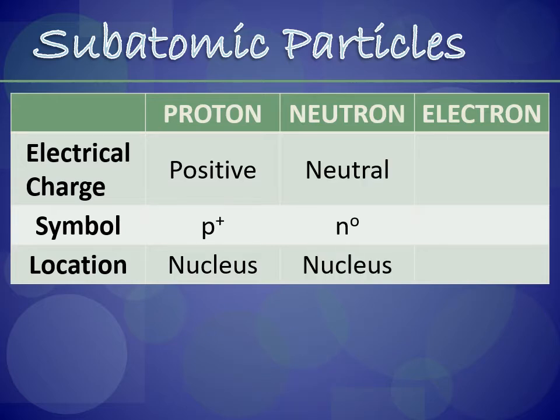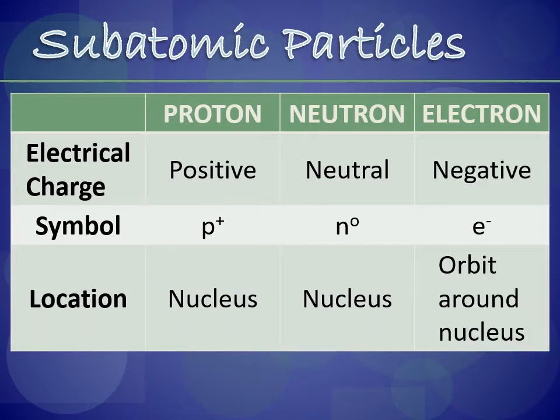Your next subatomic particle is the neutron, and if I draw this, you have your proton plus, you have your neutron, neutral, and then you have your electrons. Neutrons, N for neutral, have no charge. The symbol for a neutron is N with 0, which means no charge, and they are found inside the nucleus with the protons. Lastly, you have your electrons. Your electrons have a negative charge. The symbol for electrons is the letter E with a negative sign, and they orbit around the nucleus in those electron shells.